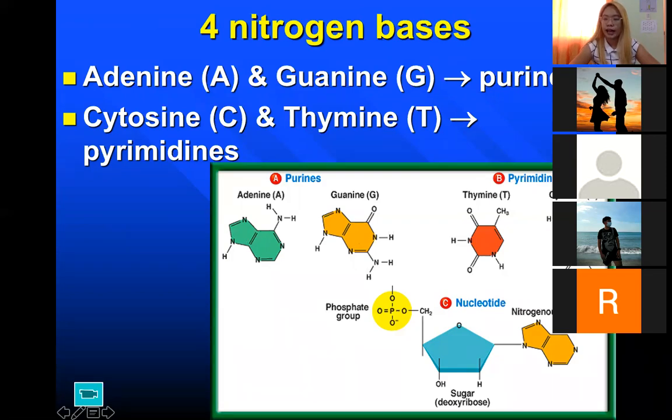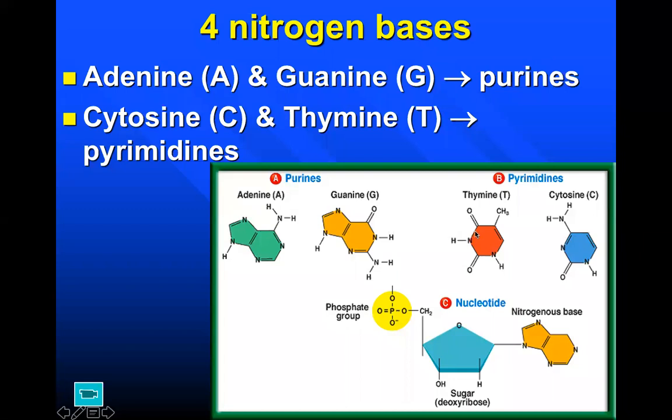On the other hand, you also have your pyrimidines. These are the single ring na mga nucleotides or nitrogenous bases. We have thymine and adenine. So kung mapapansin nyo, iisa lang yung kanyang ring. It is just one hexagon ring.